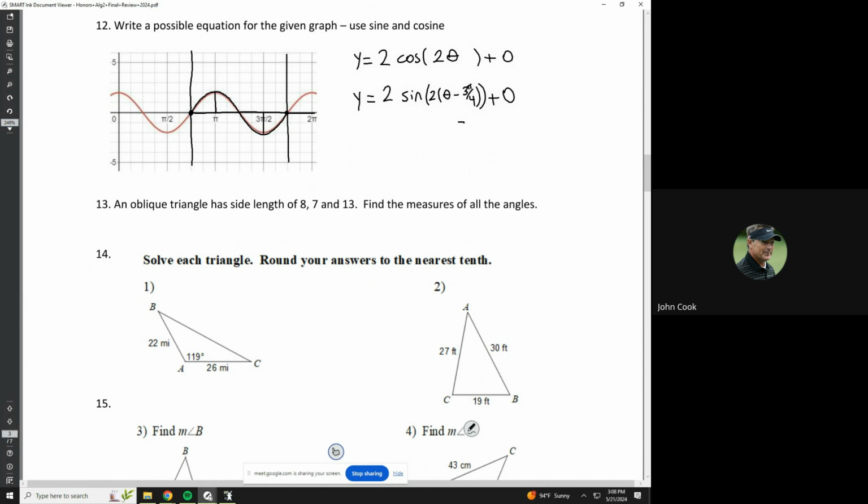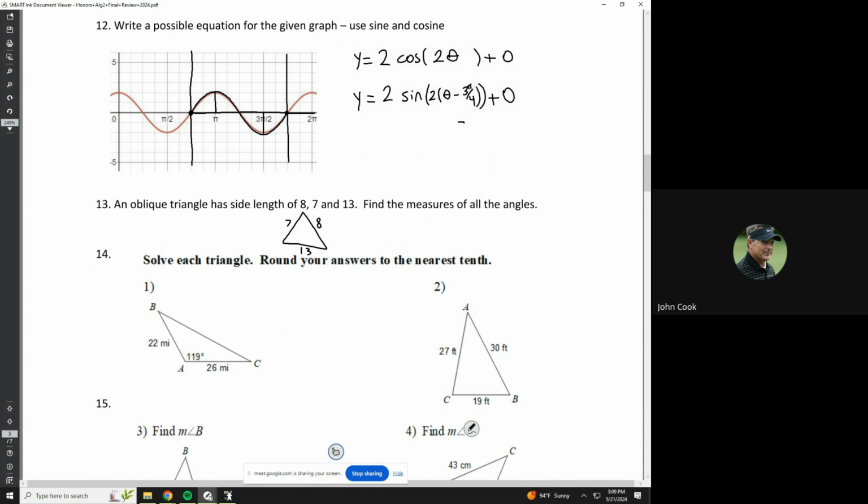If you do that, 8 plus 7 is 15, that's more than 13. 7 plus 13 is 20, that's greater than 8. And then 8 and 13 is 21, and that's greater than 7. So yeah, it looks like all of those are going to make a triangle, so that's good. So then when we put together the triangle, it looks like this. We've got 13 and 7 and 8.